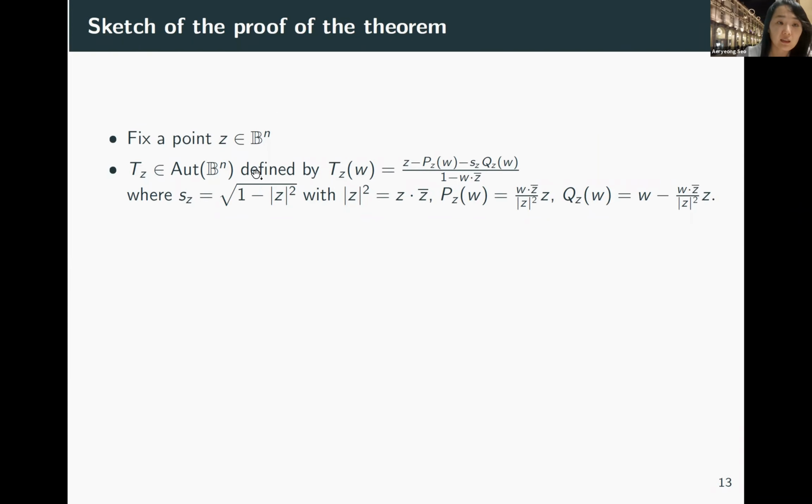So here is a sketch of the proof. At first, we need to consider some special automorphisms of the unit ball. So here, fix a point z in B^n, and then we are going to define this T_z like this. Here, P_z is the projection to the line generated by this z, and this Q_z is also the projection to the orthogonal complement of the line generated by this z.